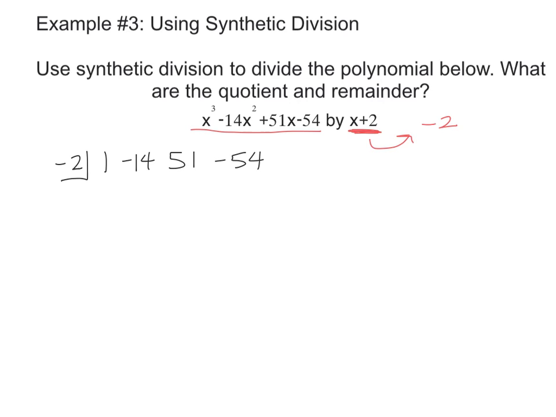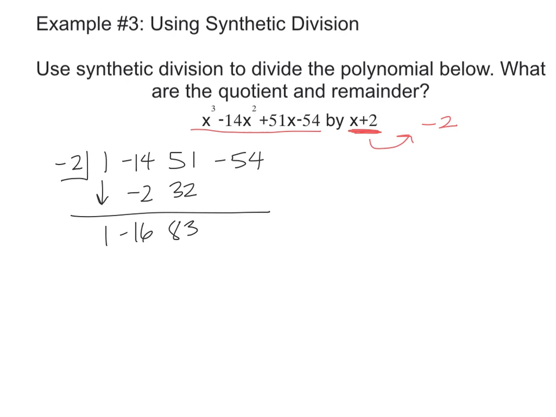Okay, so to go through the synthetic division process, you always bring down your first term. So our first number here is 1, and then you multiply. So -2 times 1 will give you -2. So you're always multiplying diagonally, and you're adding and subtracting vertically. So -14 plus -2 gives us -16. Now we start over. -2 times -16 is positive 32. And then I add vertically. So 51 and 32 makes 83.